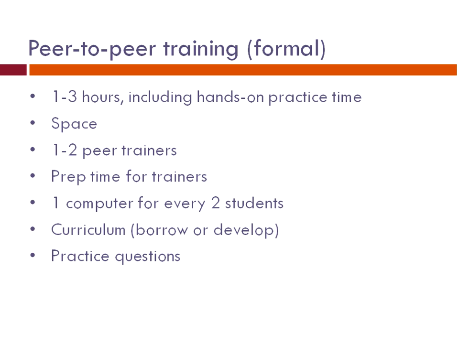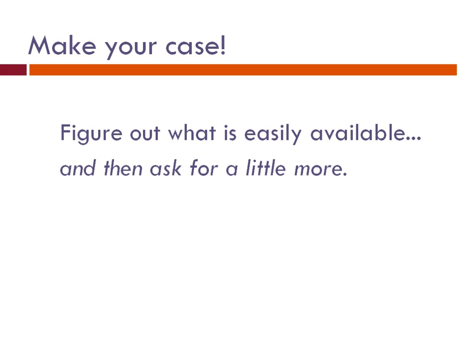And so how do you get this to happen if it's not currently budgeted for or a priority? One thing is to make your case. If you can figure out what is easily available and then ask for a little more, think about what you already have. Do you have a space that you can use? Do you have staff that can do a good job of training? And then what do you need?